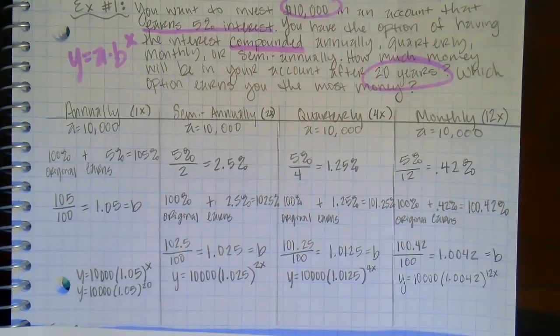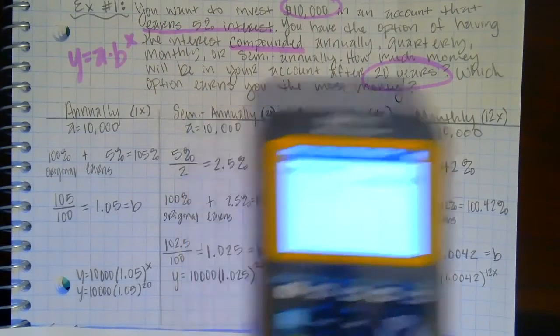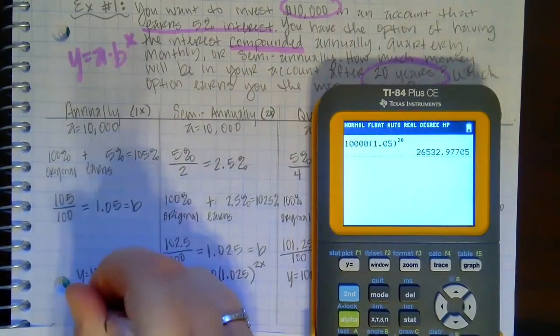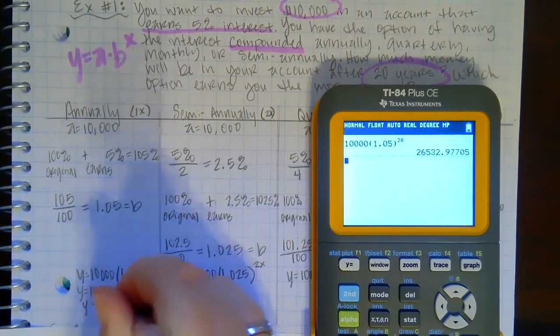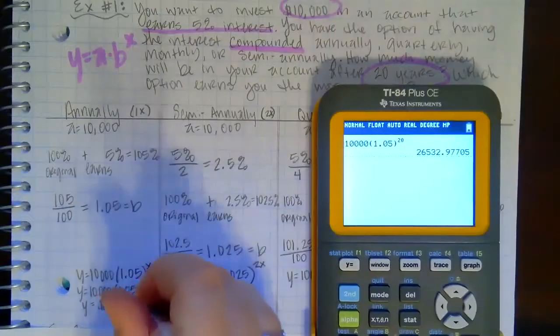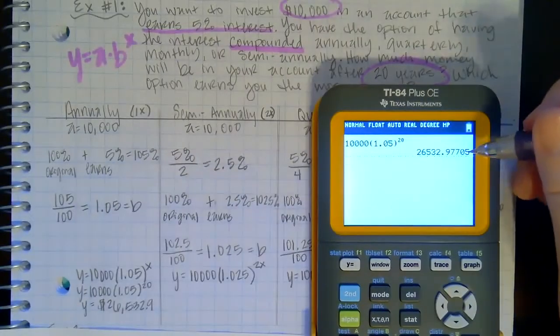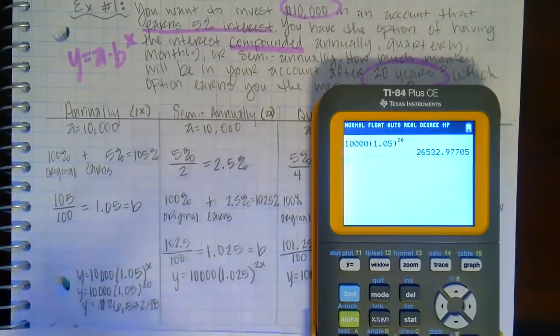So let's put that in our calculator, and I'm just going to type it in just like that so you can see. So 10,000 times 1.05 to the 20th. So then that gives me, this is money, right? $26,532, and then we want cents, so 90, and then that's 7. After the 7 here is another 7, so it's going to make the 7 round up to an 8. 98 cents.